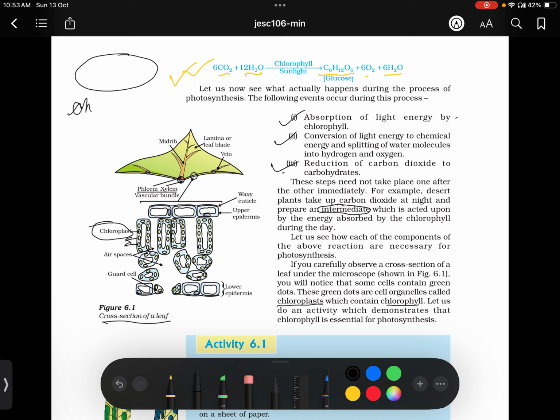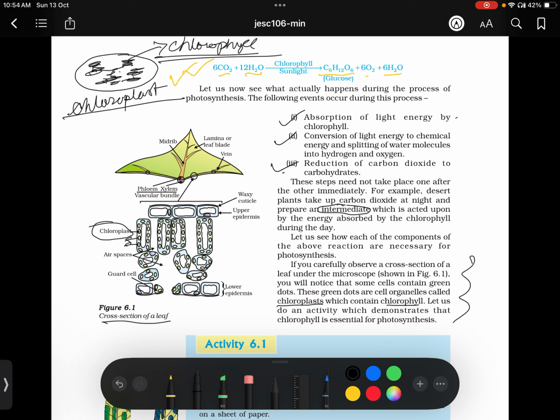Chloroplast. Chloroplast is a cell organelle, that means it is present inside a cell. And this chloroplast contains chlorophyll. They are interconnected. This chloroplast contains chlorophyll, and in this chlorophyll the whole reaction takes place. So from this paragraph, it is simplified. I guess it's clear to all.